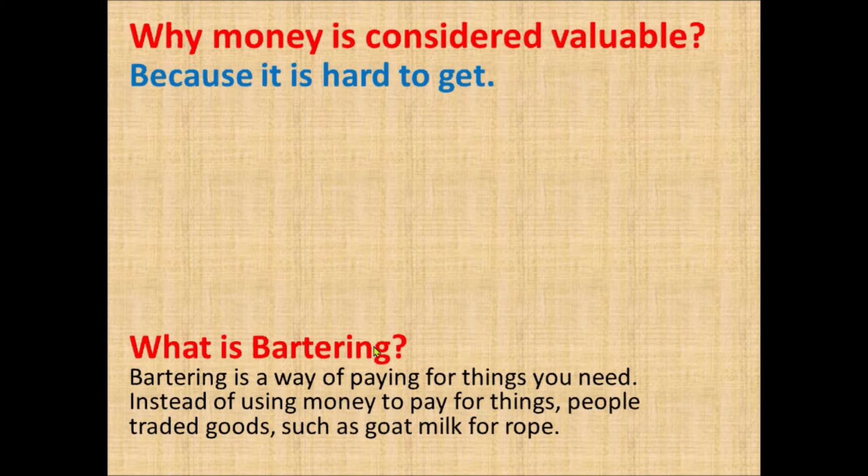Then we have another kind of currency, which is bartering. What's bartering? Bartering is a way of paying for things you need. Instead of using money to pay for things, people traded goods such as goats, milk, or rope. Again, with this kind of currency, we don't use money itself. We use other things.